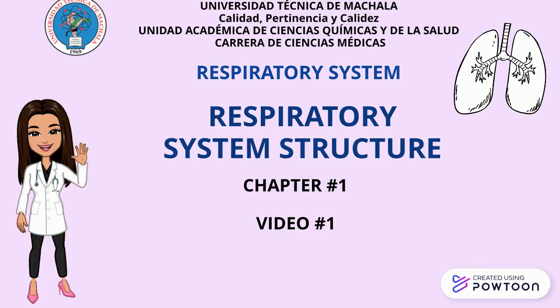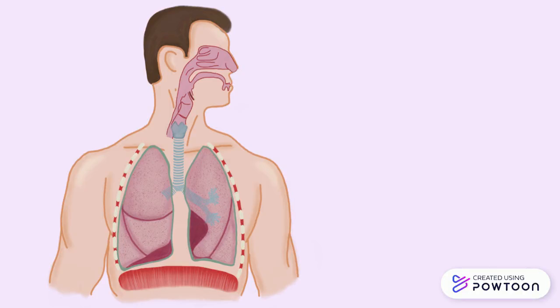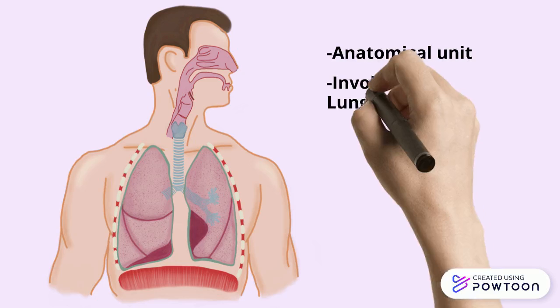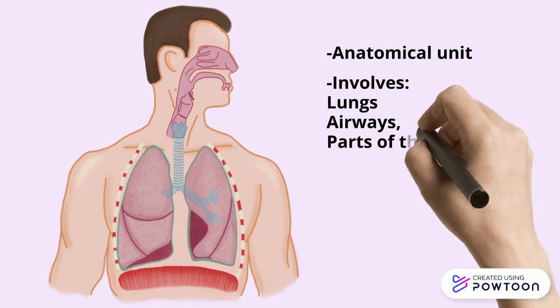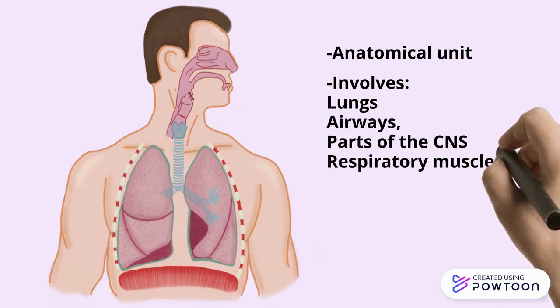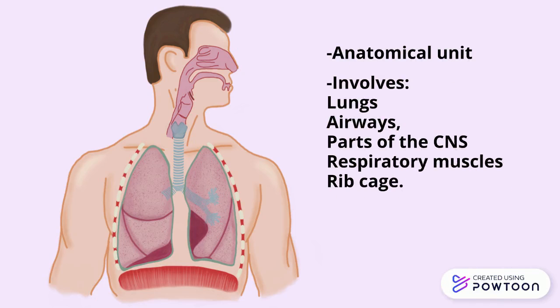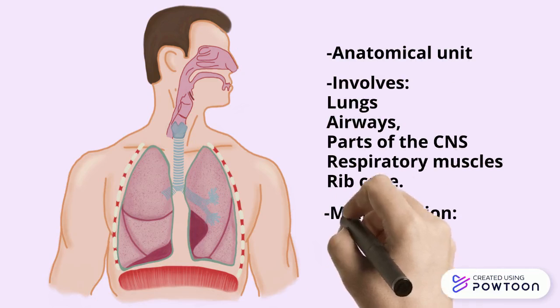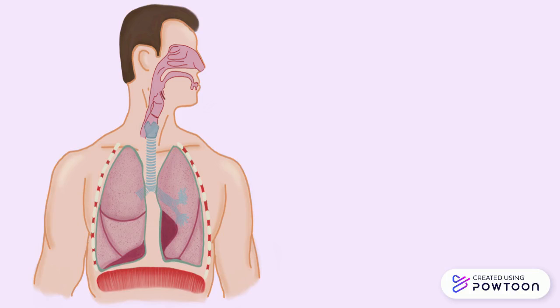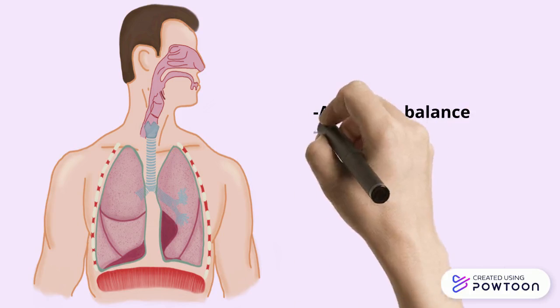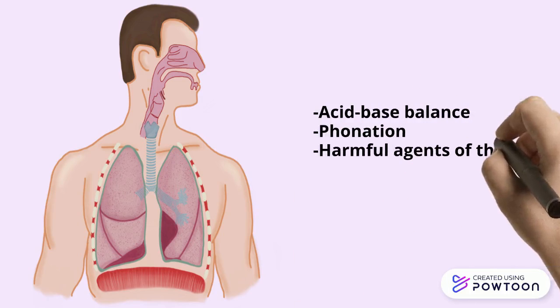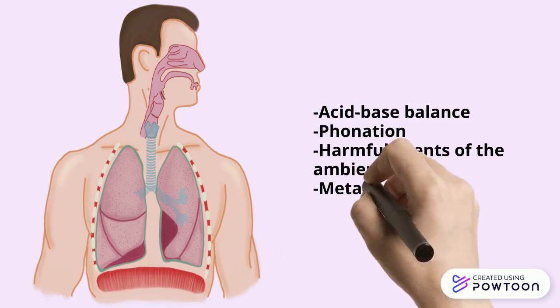Respiratory system structure. The respiratory system is an anatomical unit that involves the lungs, airways, parts of the central nervous system, respiratory muscles, and the rib cage. Its main function is the gaseous exchange, although it also contributes to the maintenance of the acid-base balance, phonation, defense against harmful agents of the ambient air, and diverse metabolic functions.